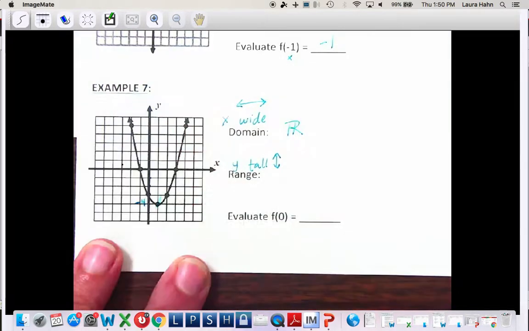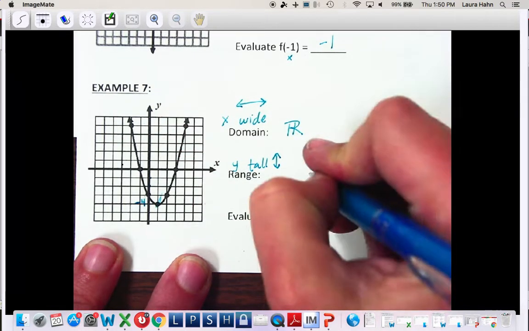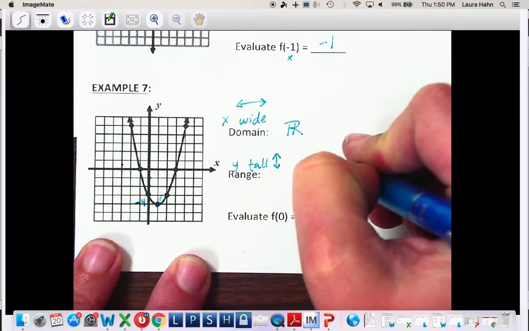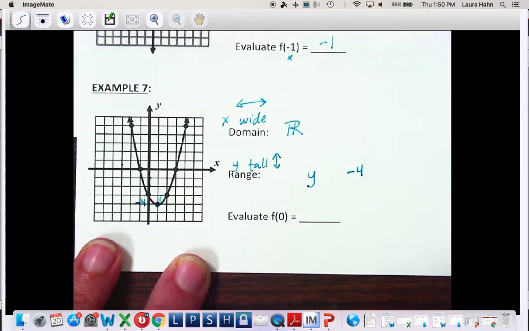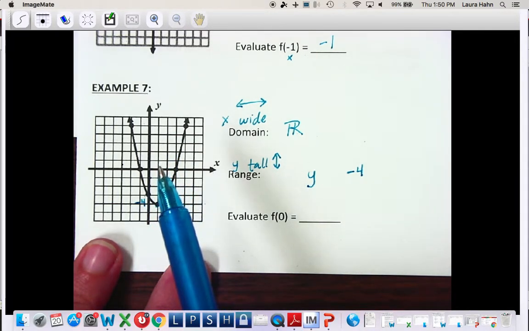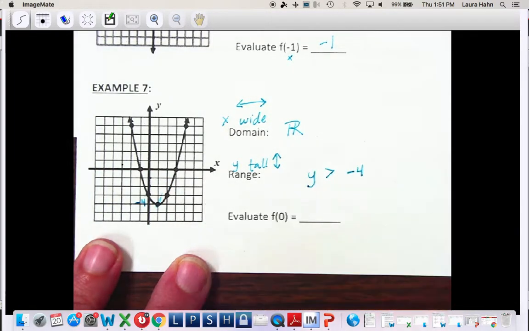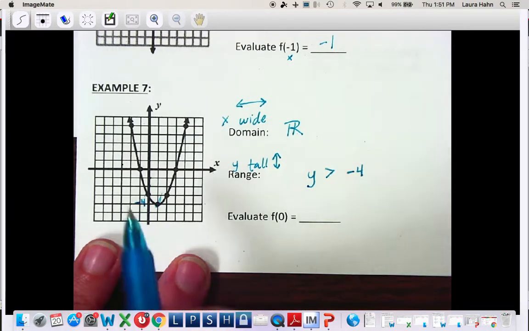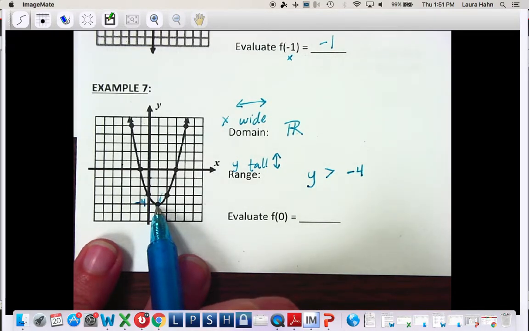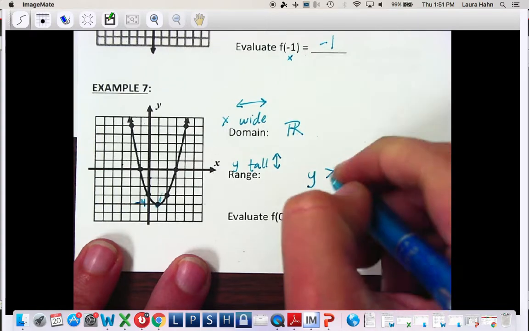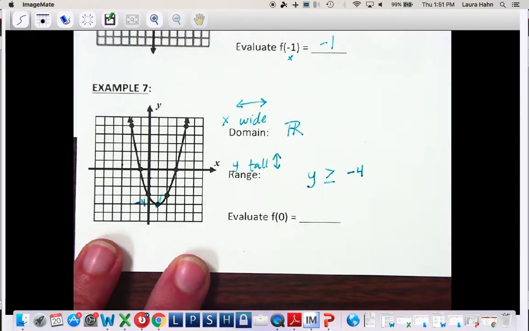will go up forever. So I need to write down y because range is y, and I need to put my -4. And I have to pick the correct symbol, which means it's going to start at -4 and go forever up. So I have to pick an inequality symbol that matches going up forever. Greater than, up. All right, so now I need to decide, do I need the line underneath? So I look down here at -4. I don't see an open circle, so I'm going to put my line underneath.